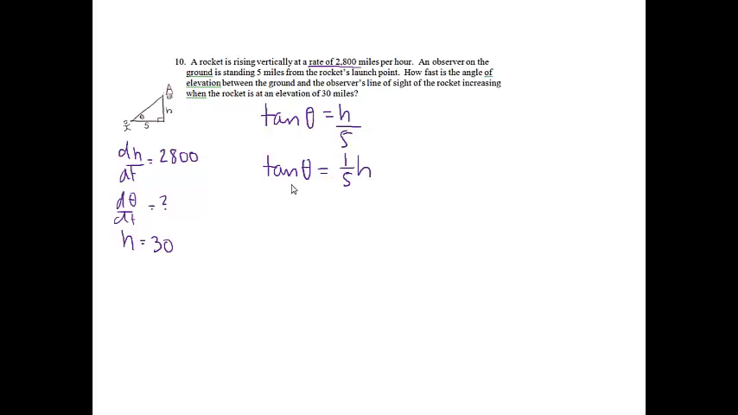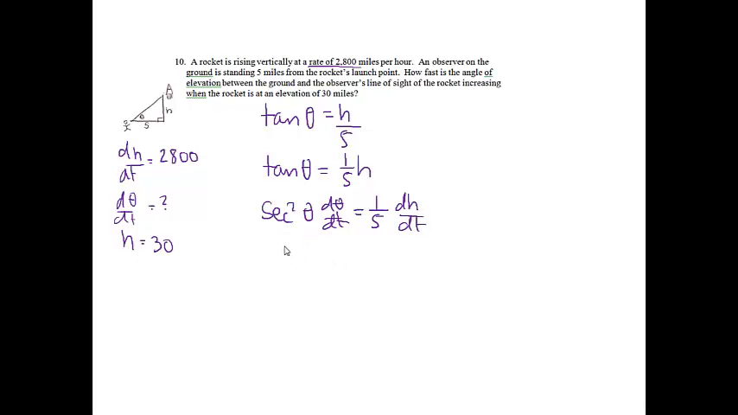And now once we get our equation, the next step is to take the derivative. The derivative of tangent, hopefully you know, is secant squared theta. We also do need to include that dθ/dt. And then the derivative of 1/5 h is just 1/5. And then again, we need to include dh/dt.